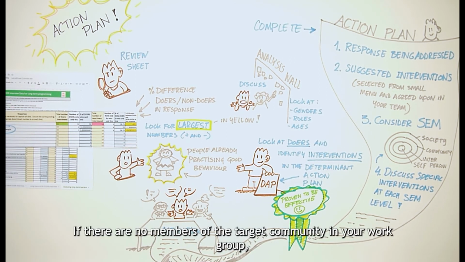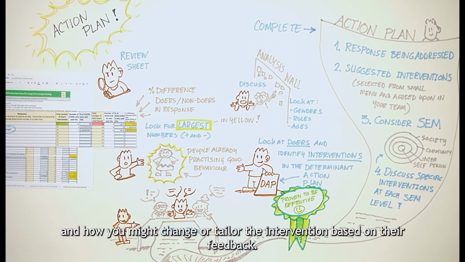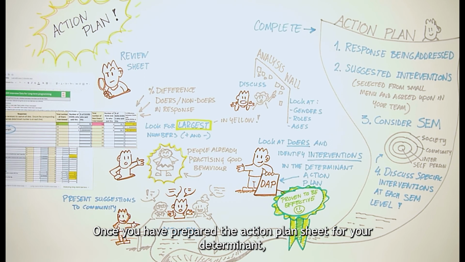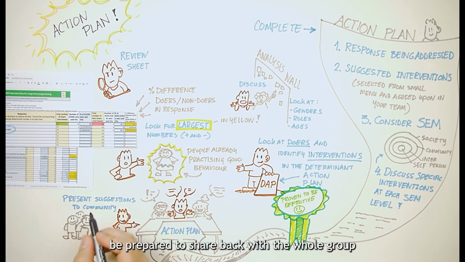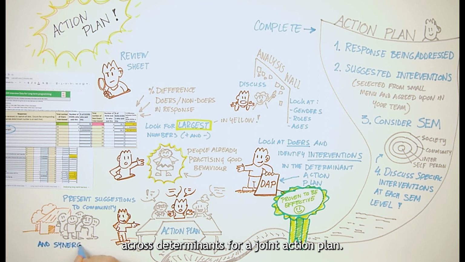If there are no members of the target community in your work group, be prepared to present your suggestions to them in a larger meeting later and how you might change or tailor the intervention based on their feedback. Once you have prepared the action plan sheet for your determinant, be prepared to share back with the whole group for feedback and to synergize responses across determinants for a joint action plan.